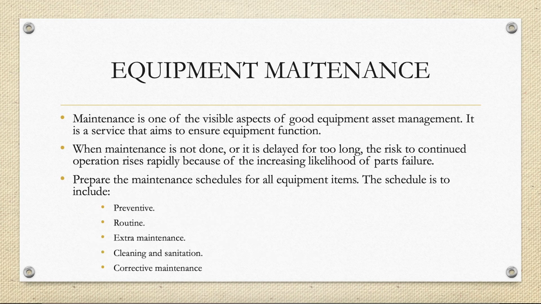The 7th one is equipment maintenance. Maintenance is one of the visible aspects of good equipment asset management. It is a service that aims to ensure equipment function. When maintenance is not done or it is delayed for too long, the risk to continued operation rises rapidly because of the increasing likelihood of parts failure.